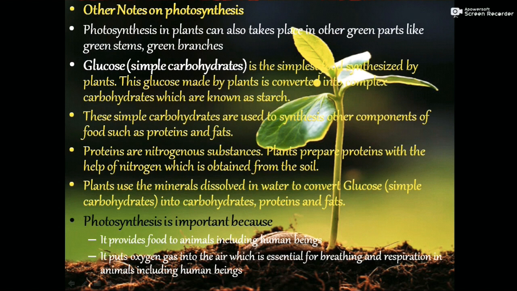Glucose is the simplest form of carbohydrate that can be converted in more complex form of carbohydrate like starch. The carbohydrates are used to synthesize other components of food like protein and fat. Proteins are nitrogenous substance. Plant prepare protein with the help of nitrogen, which is obtained from the soil portion. Plant use the minerals dissolved in water to convert glucose into carbohydrate, protein and fat.